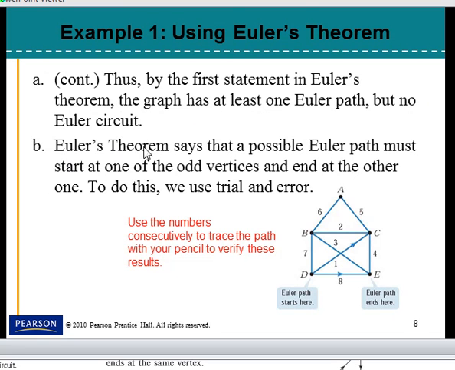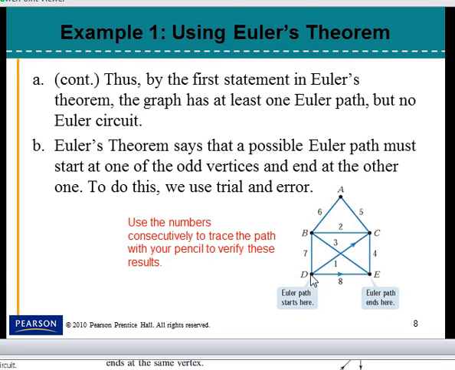Part B, Euler's theorem says that a possible Euler path must start at one of the odd vertices and end at the other. To do this, we use trial and error. So we're going to start at D and we're going to end at E. So we keep trying different ways until we figure out what works. So that's what we've done here.